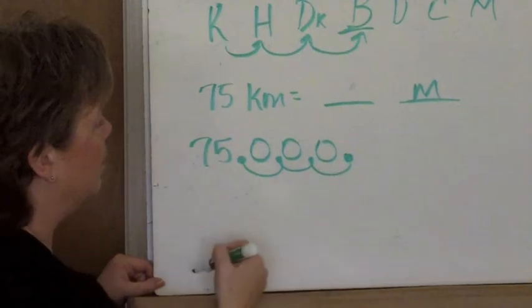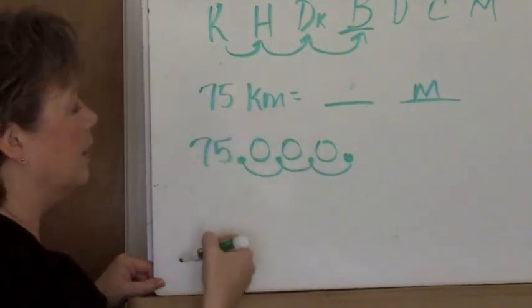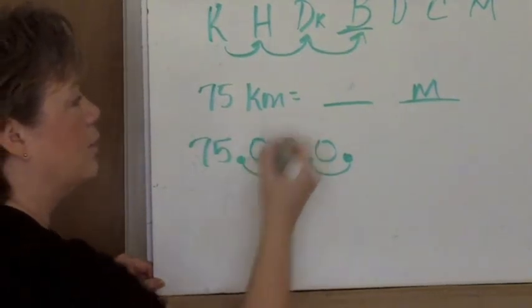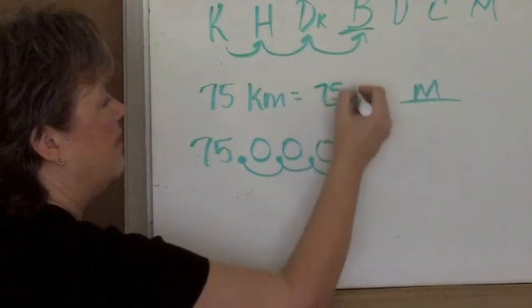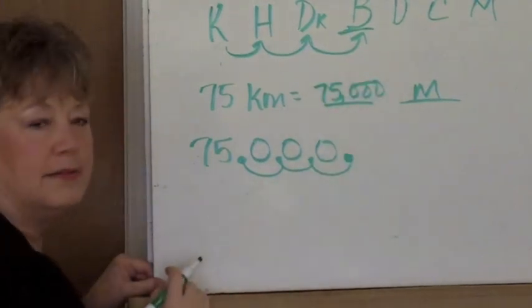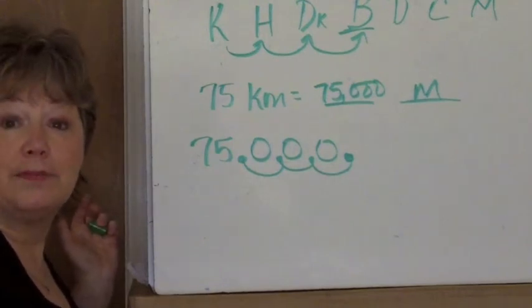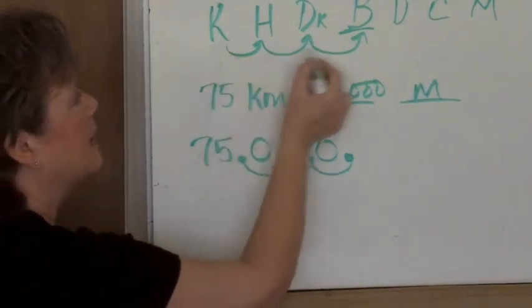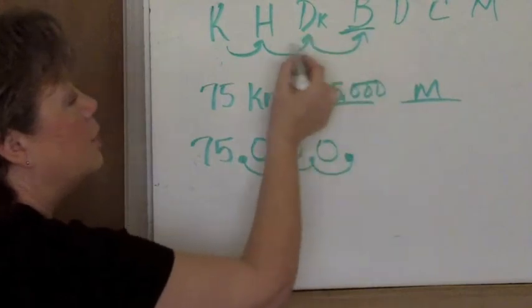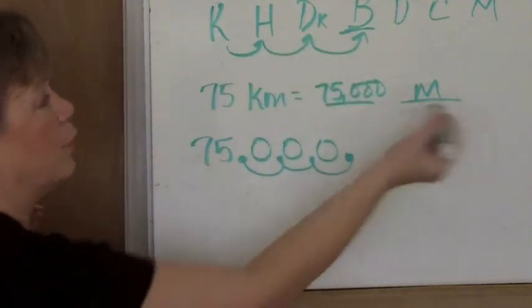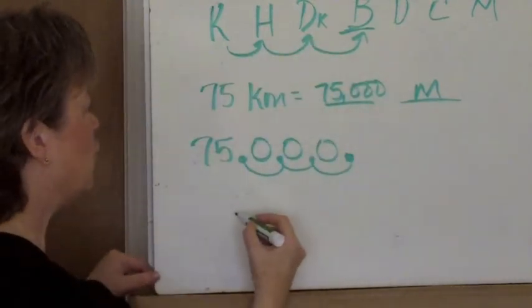There's my decimal. So 75 kilometers equals 75,000 meters. All I did was move the decimal point, however many it goes from one to the other. Let's do one where we're going to go left.